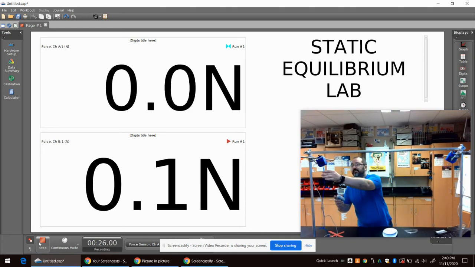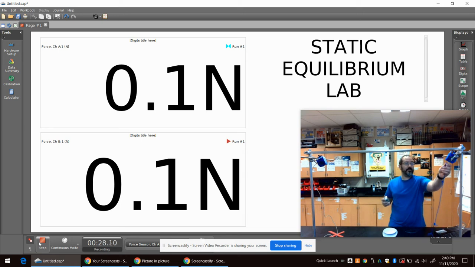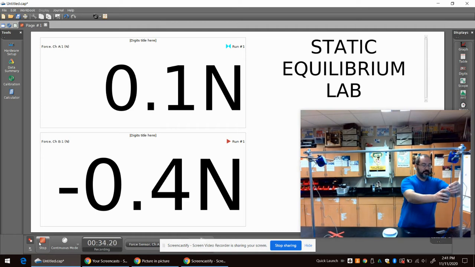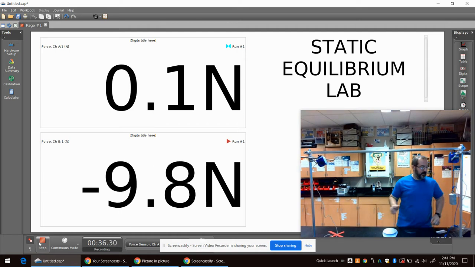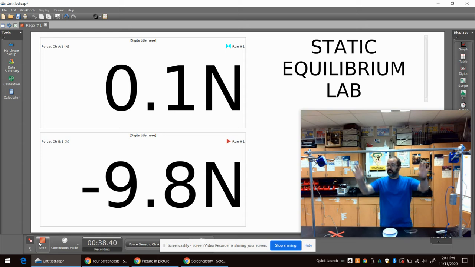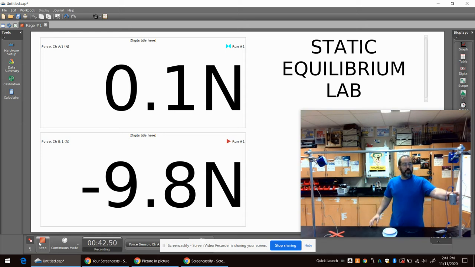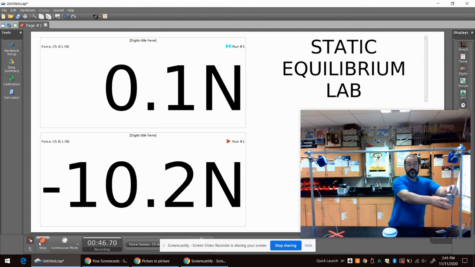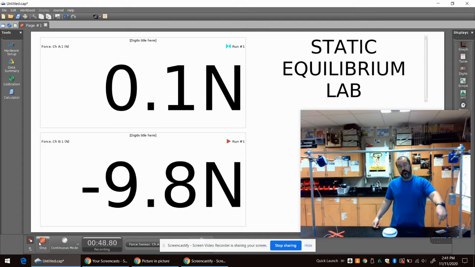When I move it over to the other side and, again, tare it, you can see it's now zero. I attach the weight, and again, I read negative 9.8 newtons. These force sensors are reading exactly what they should read. In this case, there is a force down, 9.8 newtons, and there is a force up, 9.8 newtons. This is an equilibrium. The forces are canceling out.